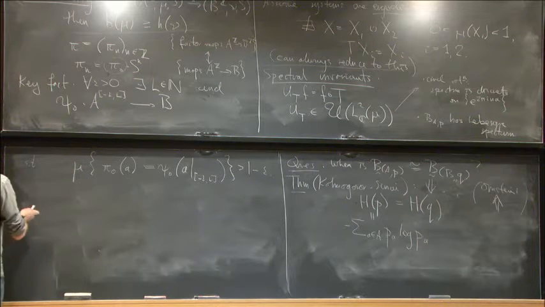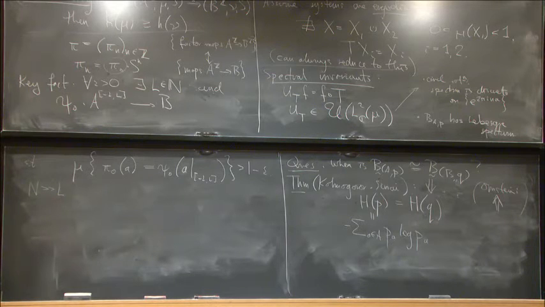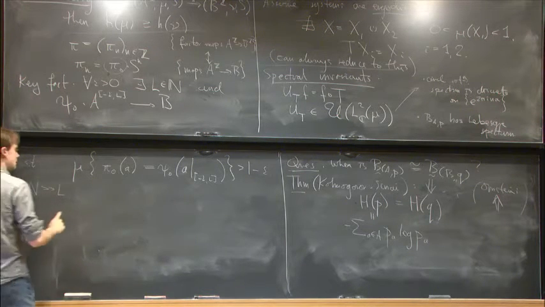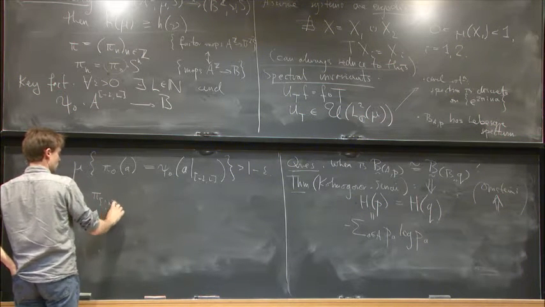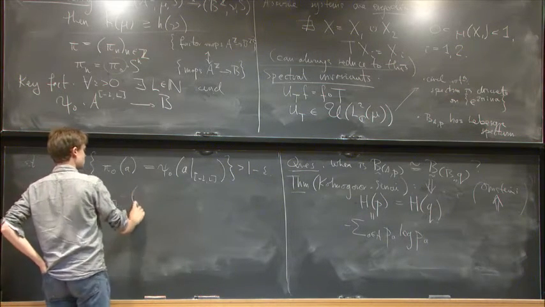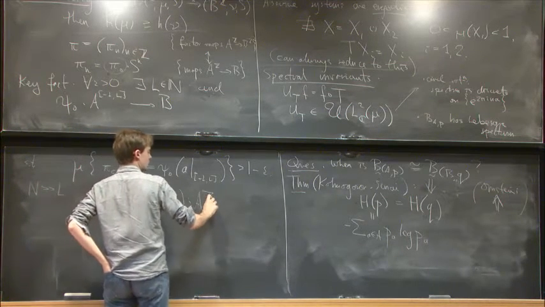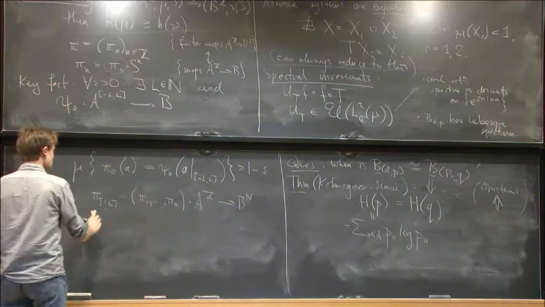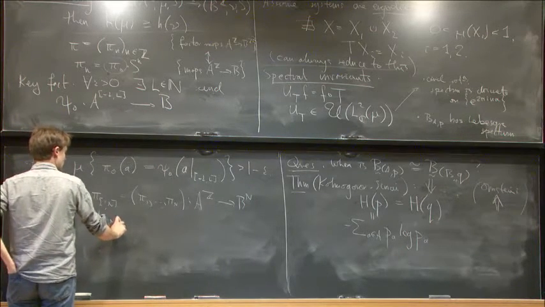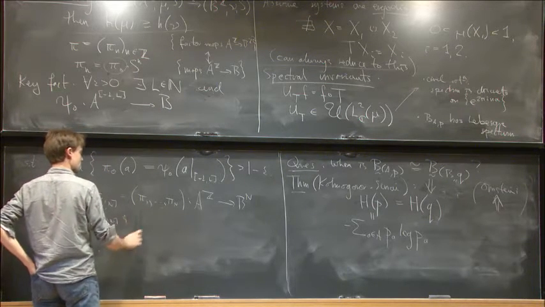So now what am I going to do? I'm going to consider some n, and let's take it enormously larger than L. And now I'm going to consider the sequence pi 1n. That's the sequence of maps pi 1 up to pi n. These are maps from A to the Z to B to the n. And similarly, psi 1n, well, we'll write that down.